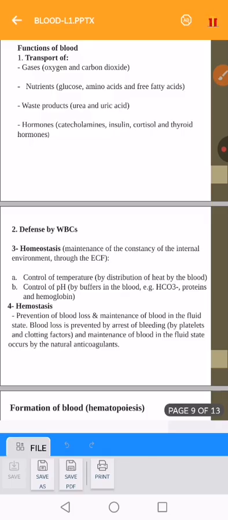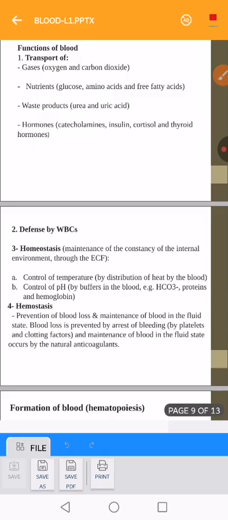Homeostasis is the maintenance of constancy of the internal environment. Hemostasis means maintenance of the blood itself. That means prevention of the blood loss and maintenance of the blood in the fluid state. What does that mean? That means normal blood is a fluid, right? In the fluid state. So when we take a sample outside our body, the blood will clot.